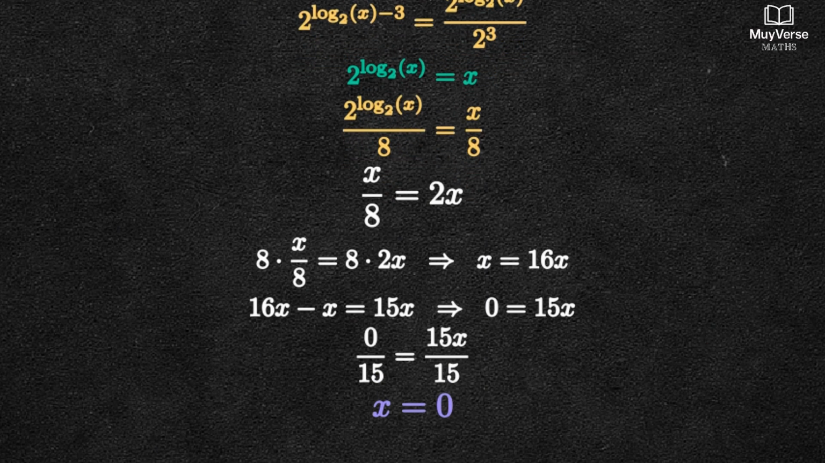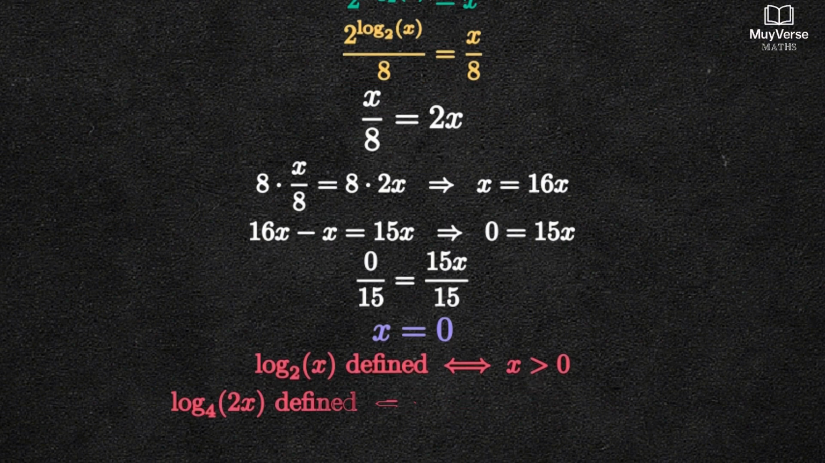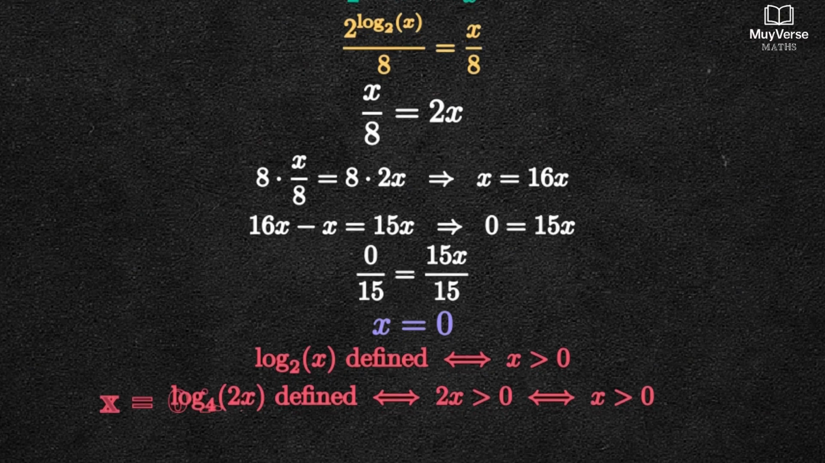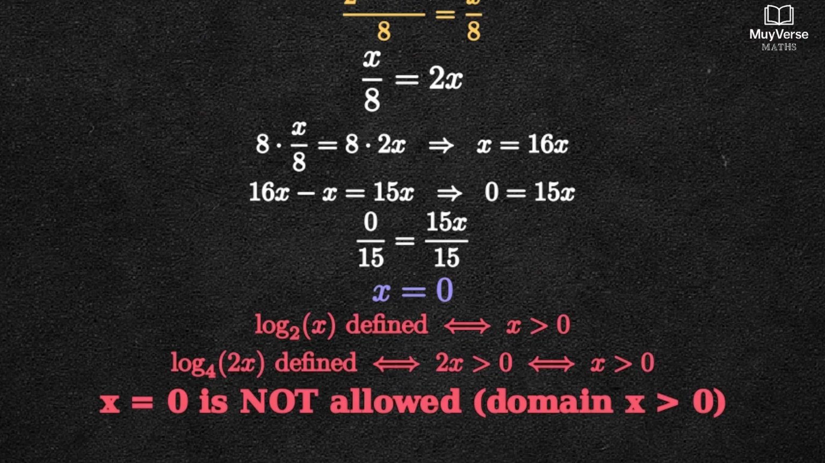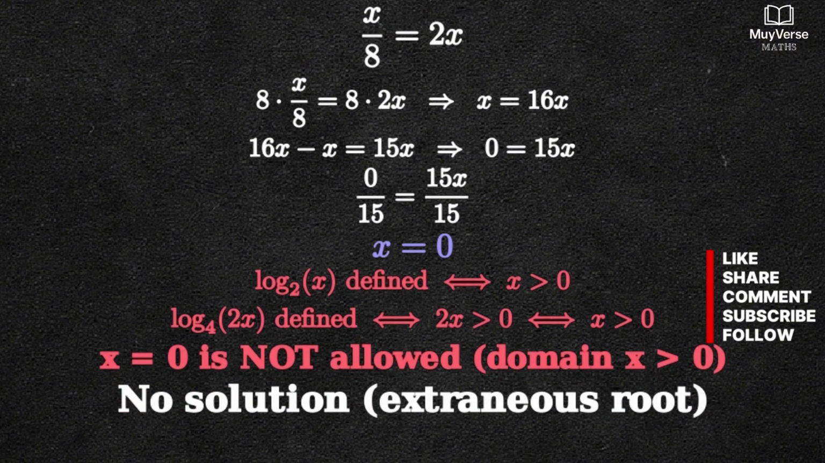Step 4. Always check the domain for logarithms. Log base 2 of x requires x greater than 0. Log base 4 of 2x requires 2x greater than 0. So again x greater than 0. Our candidate, x equals 0, does not satisfy x greater than 0. It is extraneous. Therefore, this equation has no solution.